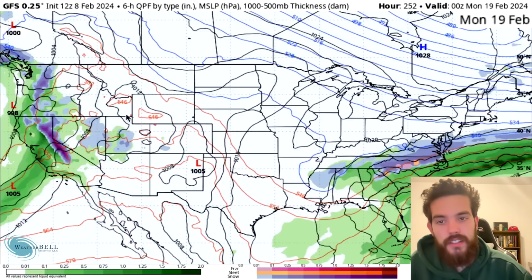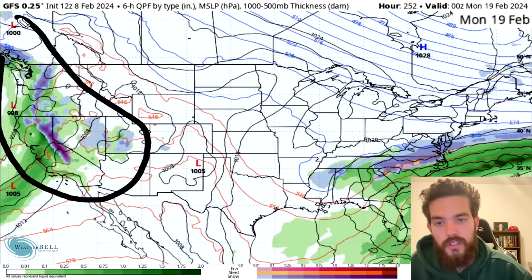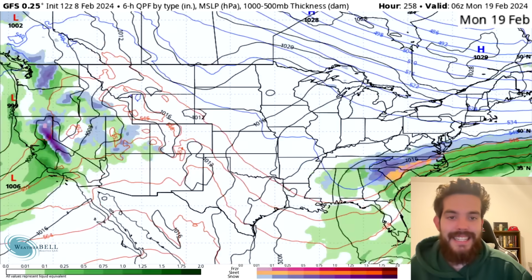Also, another interesting thing on this frame is, again, we have more western storms moving onshore, bringing more snowfall to the Cascades and Sierra Nevada there by Sunday into Monday, 18th into 19th.